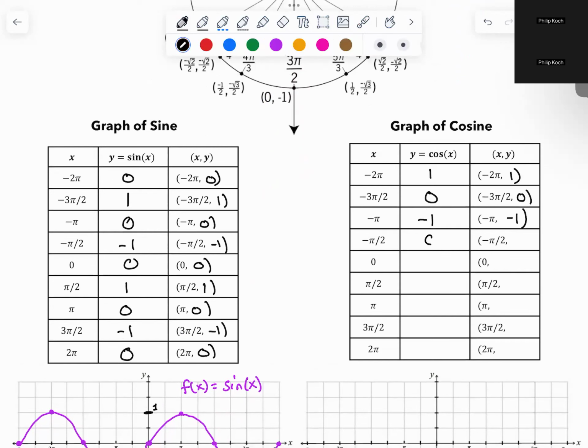And you're going to see that it repeats itself very frequently. At 0, it's going to be 1. Pi over 2, it's going to be 0. Pi, it's going to be negative 1. 3 pi over 2, it's going to be 0. And then 2 pi, it's going to be 1. And then it'll just keep going on and on forever like that.